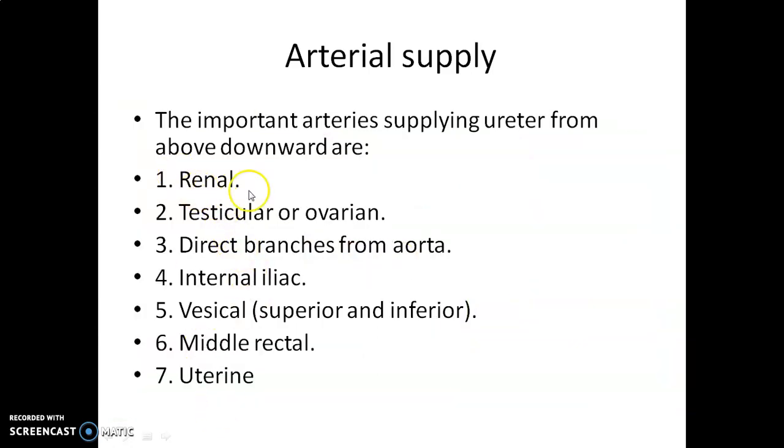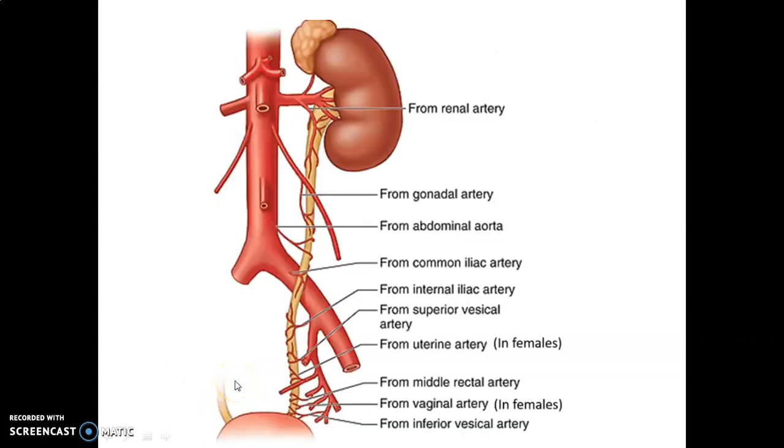It can go through the renal artery, testicular or ovarian, together called gonadal vessels, direct branches from the abdominal aorta, and the internal iliac vessels, the superior and inferior vesical arteries supplying the bladder. Of course, this ureter is ending in the bladder, so it will be supplied by the vesical artery, the middle rectal, and in females an additional artery, the uterine artery, because it also crosses, right? See, renal, gonadal, lumbar directly from the aorta, common iliac, internal iliac, middle rectal, superior and inferior vesical, and in females the additional artery will be the uterine artery.